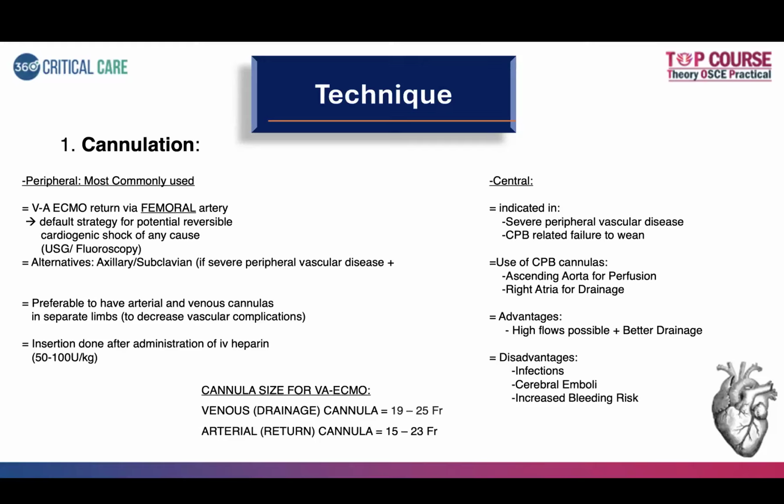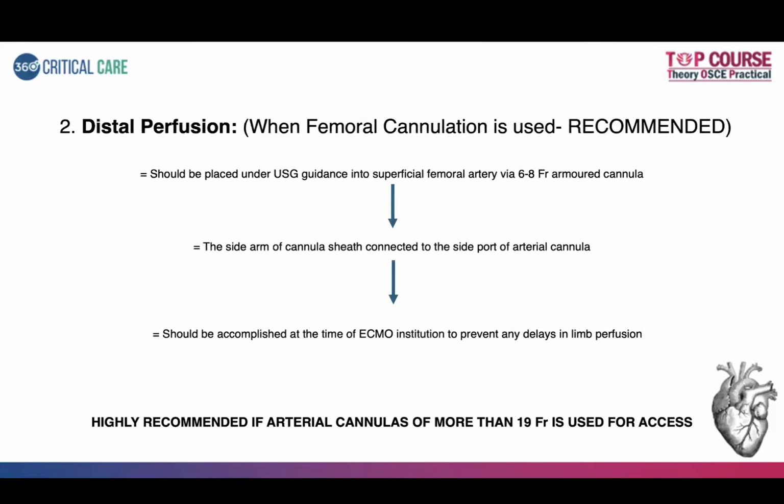The cannula size for VECMO, usually for venous, that is the drainage cannula, it is between 19 to 25 French. Whereas for arterial, that is the return cannula, it is between 15 to 23 French. So this is another important concept.